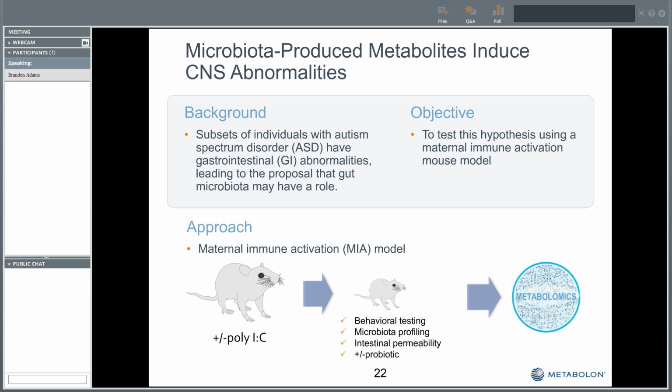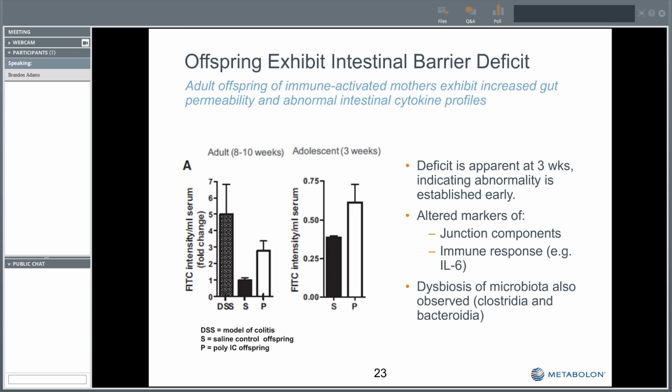So to test this hypothesis, the investigator turned to a maternal immune activation mouse model. Basically, in this model, the pregnant dams were injected with polysaccharide to mimic infection, and the offspring coming from those mothers have autism-like behavior. And this is based on the epidemiology studies linking maternal infection to increased risk of autism in the offspring.